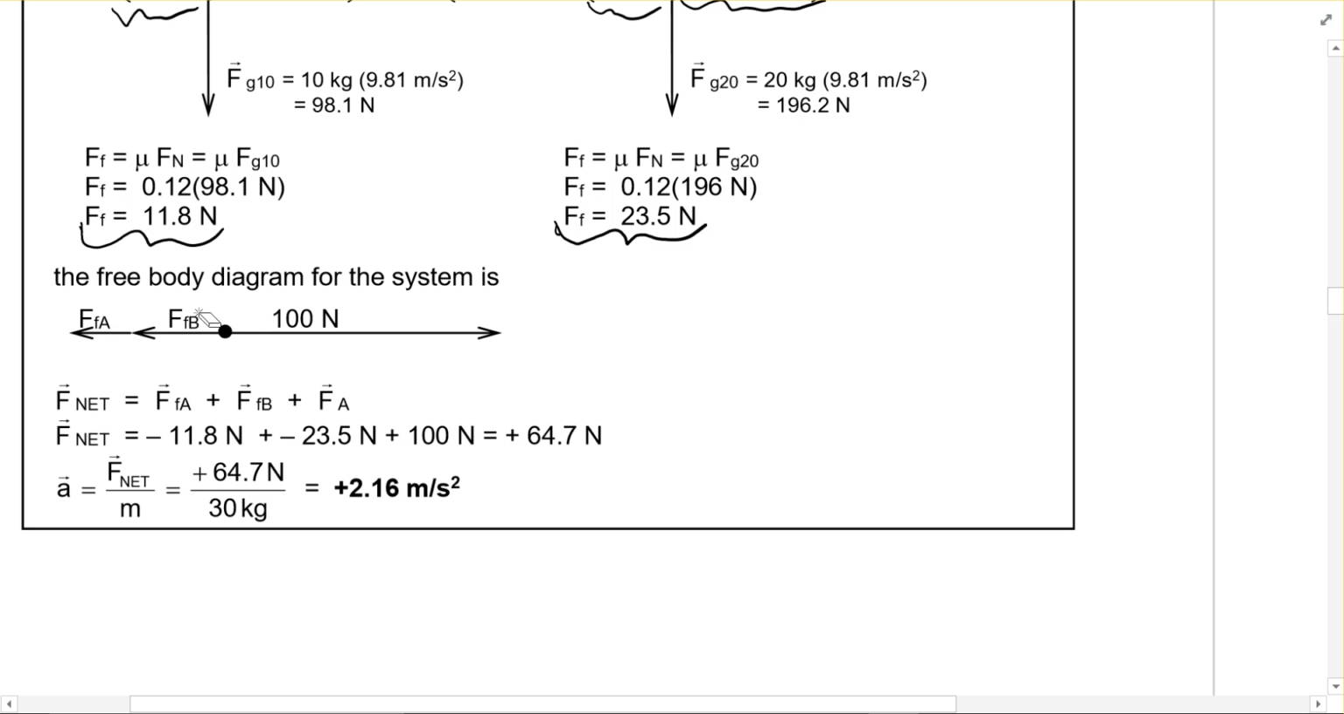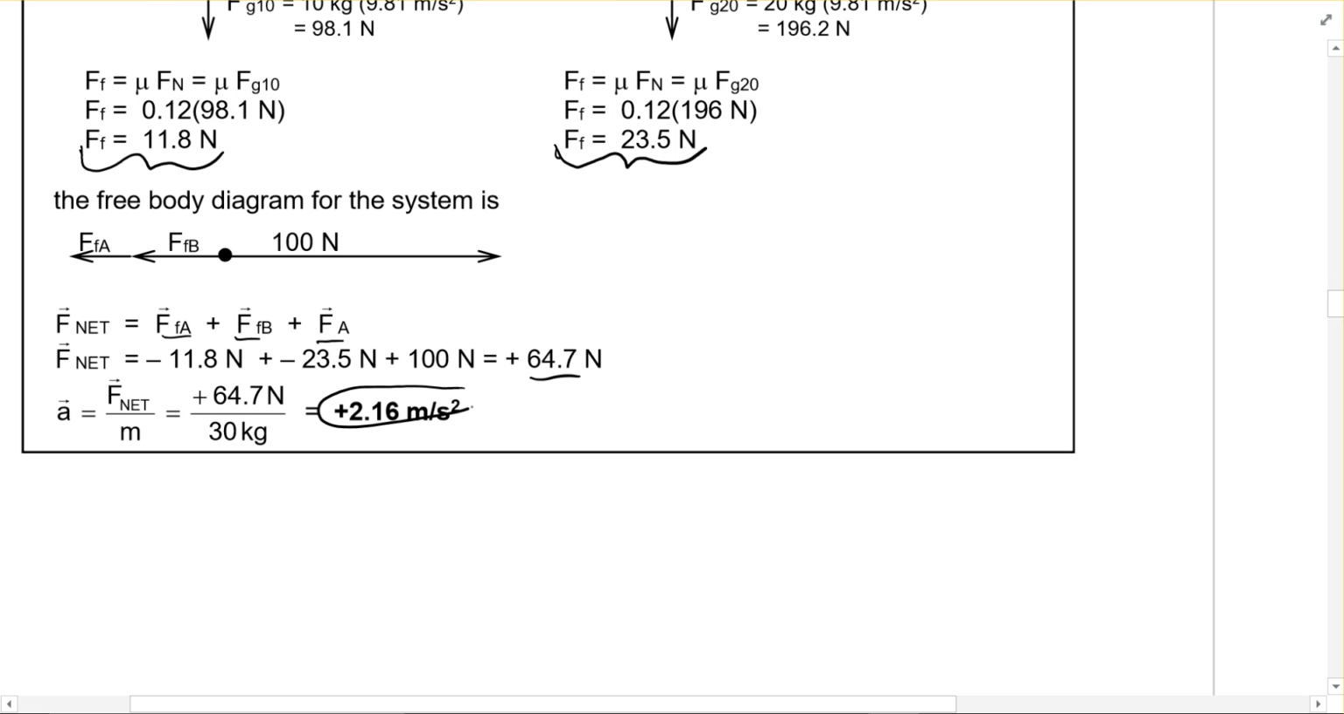So we can have a formula for our net force as just the two forces of friction plus the force applied. And if you do that, you end up with 64.7 newtons. That's our net force. And then we can figure out our acceleration from that.